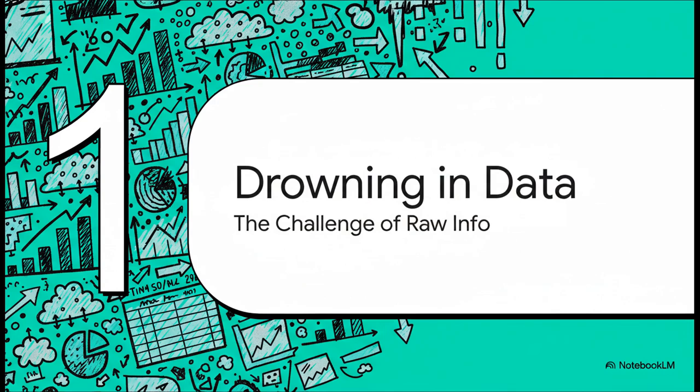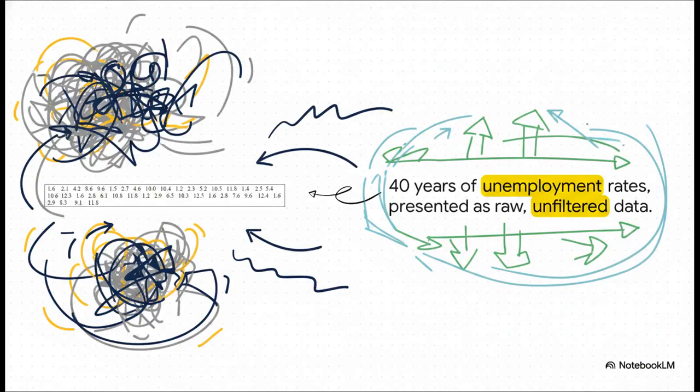So often, this is where we start, just staring at a wall of raw, disorganized information. It could be anything: sales figures, survey results, or, like we're going to see today, economic data. Right now, it's just a jumble. There's no story, no meaning, yet. Take a look at this. These are real unemployment rates, stretching over a 40-year period. But as it is now, it's just a sea of digits: 1.6, 2.1, 8.6, 10.0. It's impossible to see any trends or patterns. It's just data chaos. And this is the challenge we're going to take on.